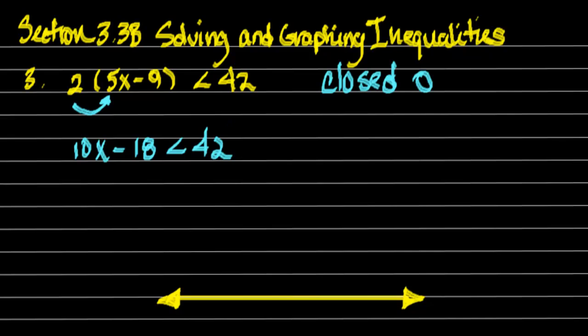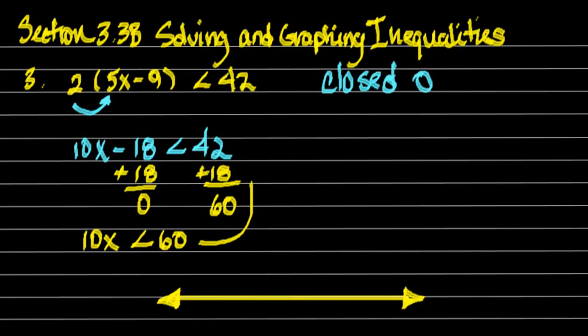Okay, let's go ahead and look at our inverse here. This is a negative 18, so I want to do a positive 18 to each side. We know that one will add to 0. 42 plus 18 looks like that's 60. So now my new inequality is 10x is less than 60.